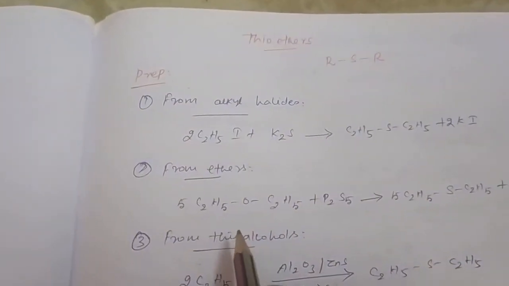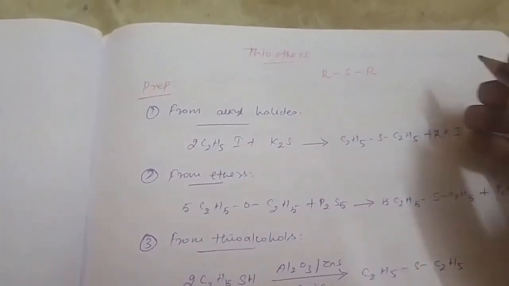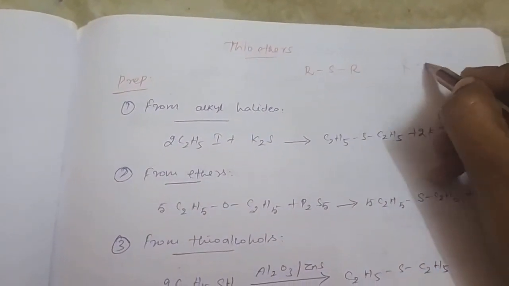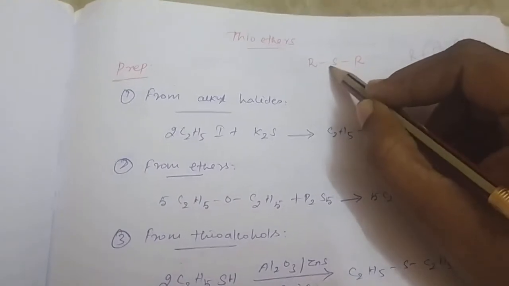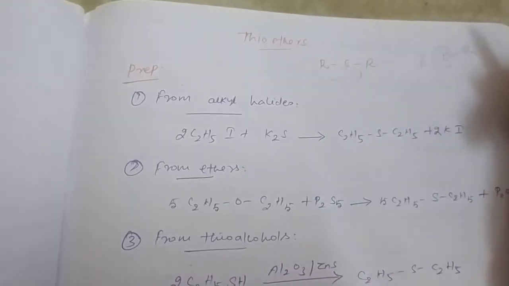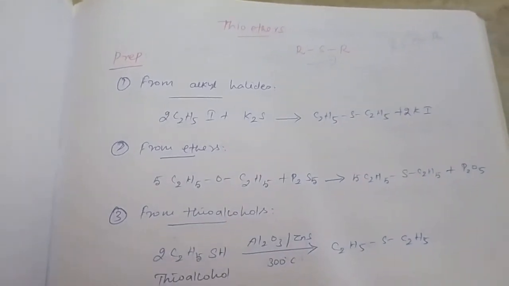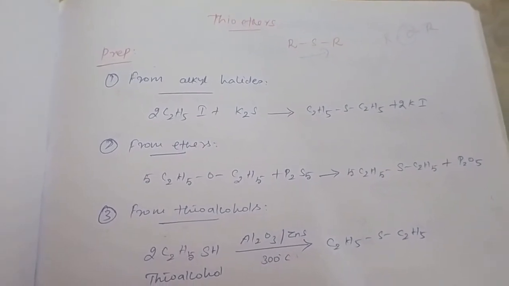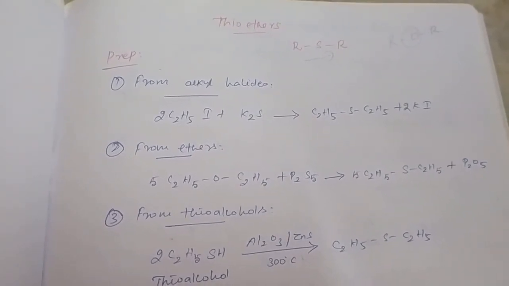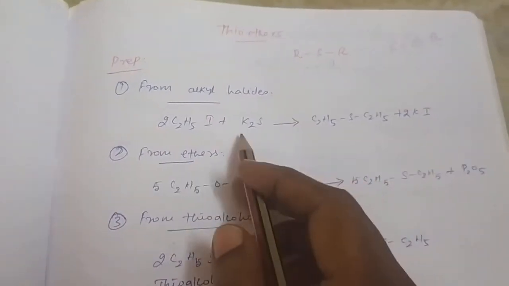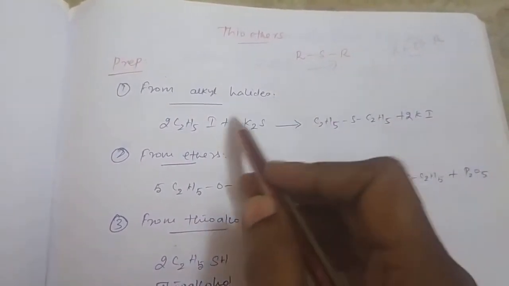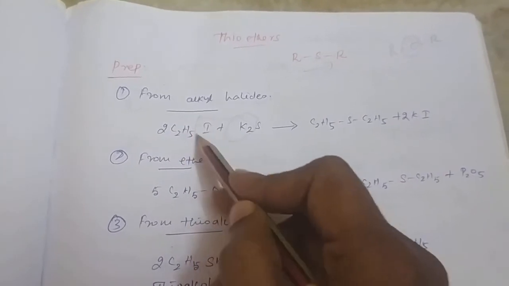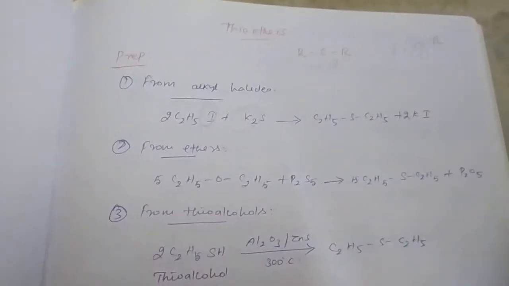So next compound is thioether. What is the ether? It is ROR. So instead of oxygen, here sulfur is there, so it is called thioether. So, preparation from alkyl halide. Ethyl iodide reacts with potassium sulfide to form thioether, and this potassium is removed as potassium iodide.